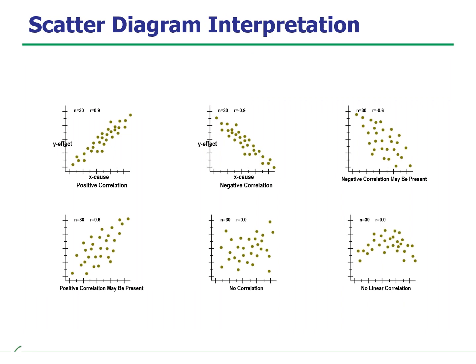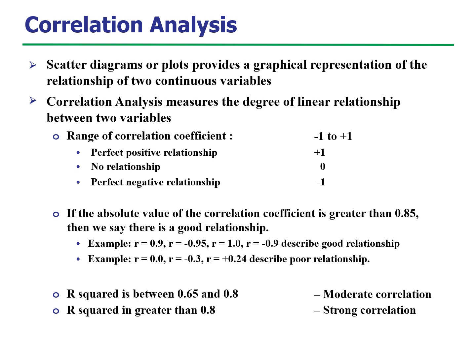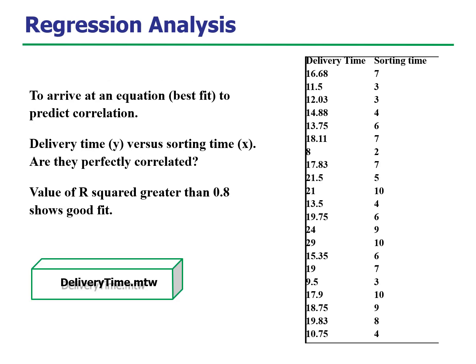This is an example of a scatter diagram interpretation. Correlation analysis: scatter diagrams or plots provide a graphical representation of the relationship of the two continuous variables. Correlation analysis measures the degree of relationship between the two variables. Regression analysis helps us to arrive at an equation to predict correlations.